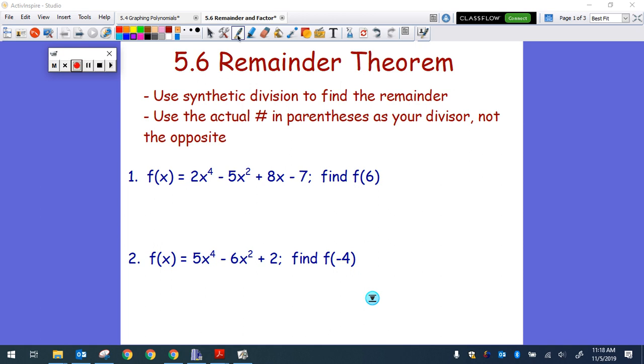So this is the remainder theorem. Basically, it's more synthetic division. So if you like synthetic division, this will be easy. Now, in synthetic division, we always start at our half box with the opposite. This way, we're going to use actually what we're given.